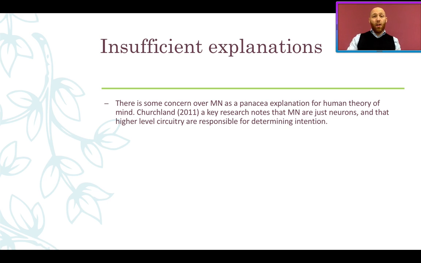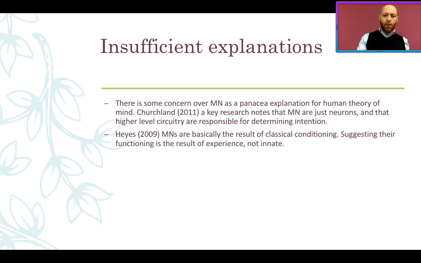However, some have argued that mirror neurons are an insufficient explanation. So Churchland, for example, notes that mirror neurons are just neurons, and that high-level circuitry are responsible for determining intention. So it's not the neurons themselves, it's the emergent properties of neurons that cause it. It's a bit like saying, neurons are responsible for language production. Well, yeah, but individual neurons that all work together in a specific area of the brain are really what is causing this phenomenon.